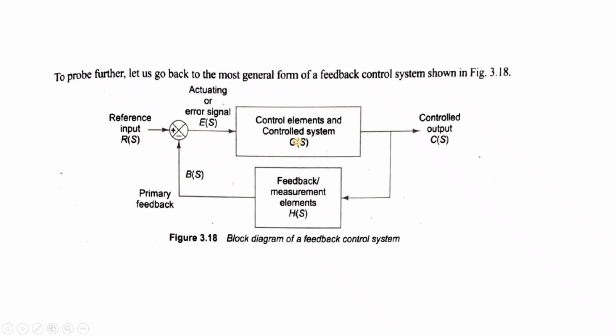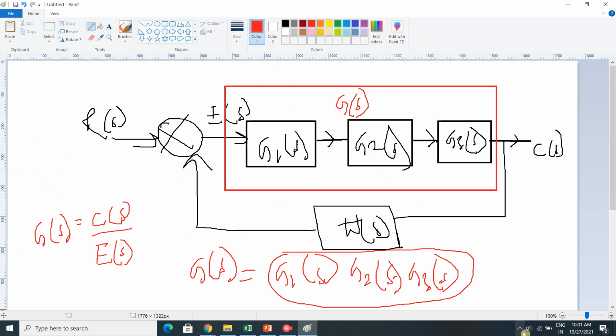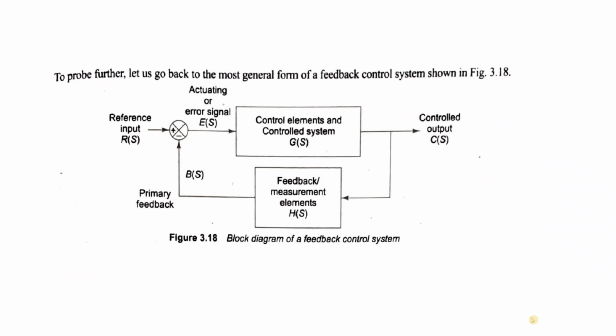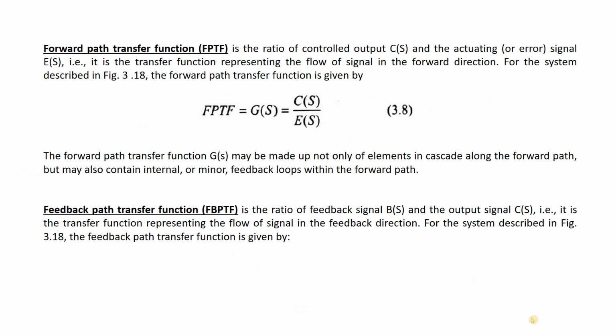Sir, please show the previous screen, sir. That whiteboard screen, sir, which we have written. The formula, sir. This one. Okay, sir. Got it, sir. So this is the total forward path. And if there are multiple blocks, then you can multiply them. Okay, sir.